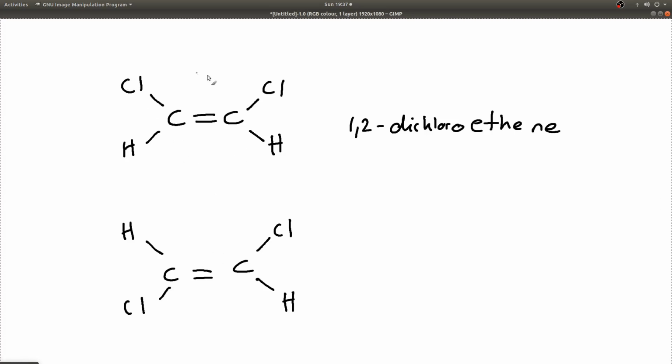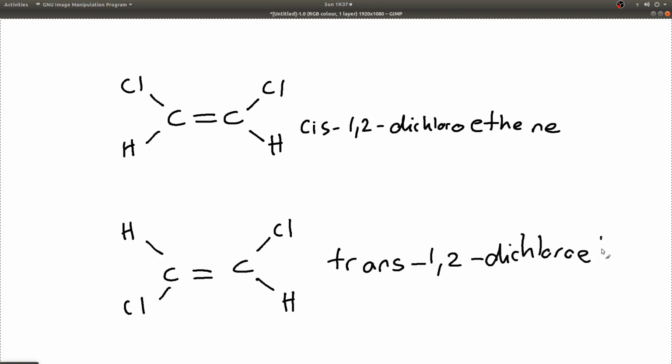And what we do is we call this, when we've got the 2 hydrogens on the same side of the double bond, the cis isomer. So this would be an example of cis-1,2-dichloroethene. And this one here, where they're on the opposite sides of the double bond, would be trans-1,2-dichloroethene. There we are, the cis isomer, the trans isomer.